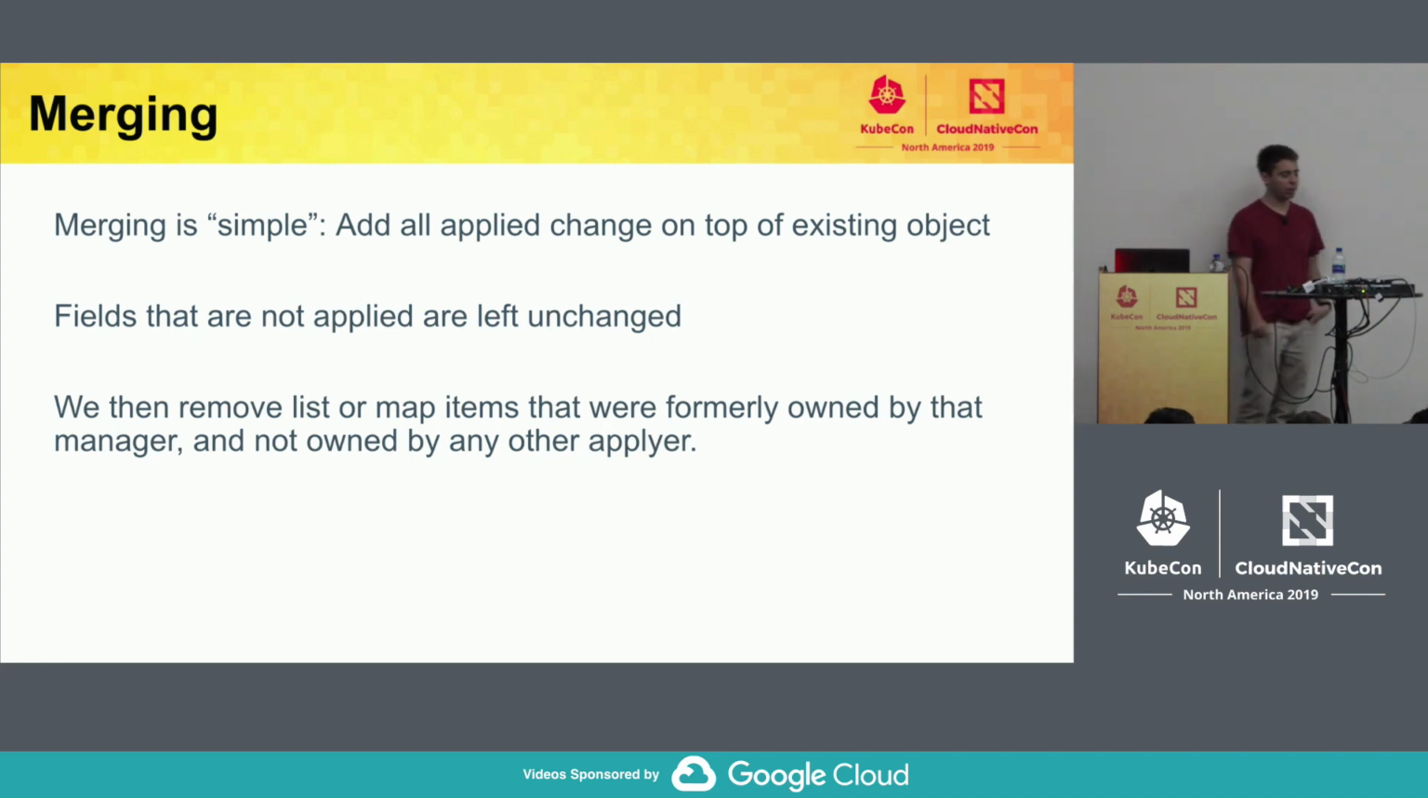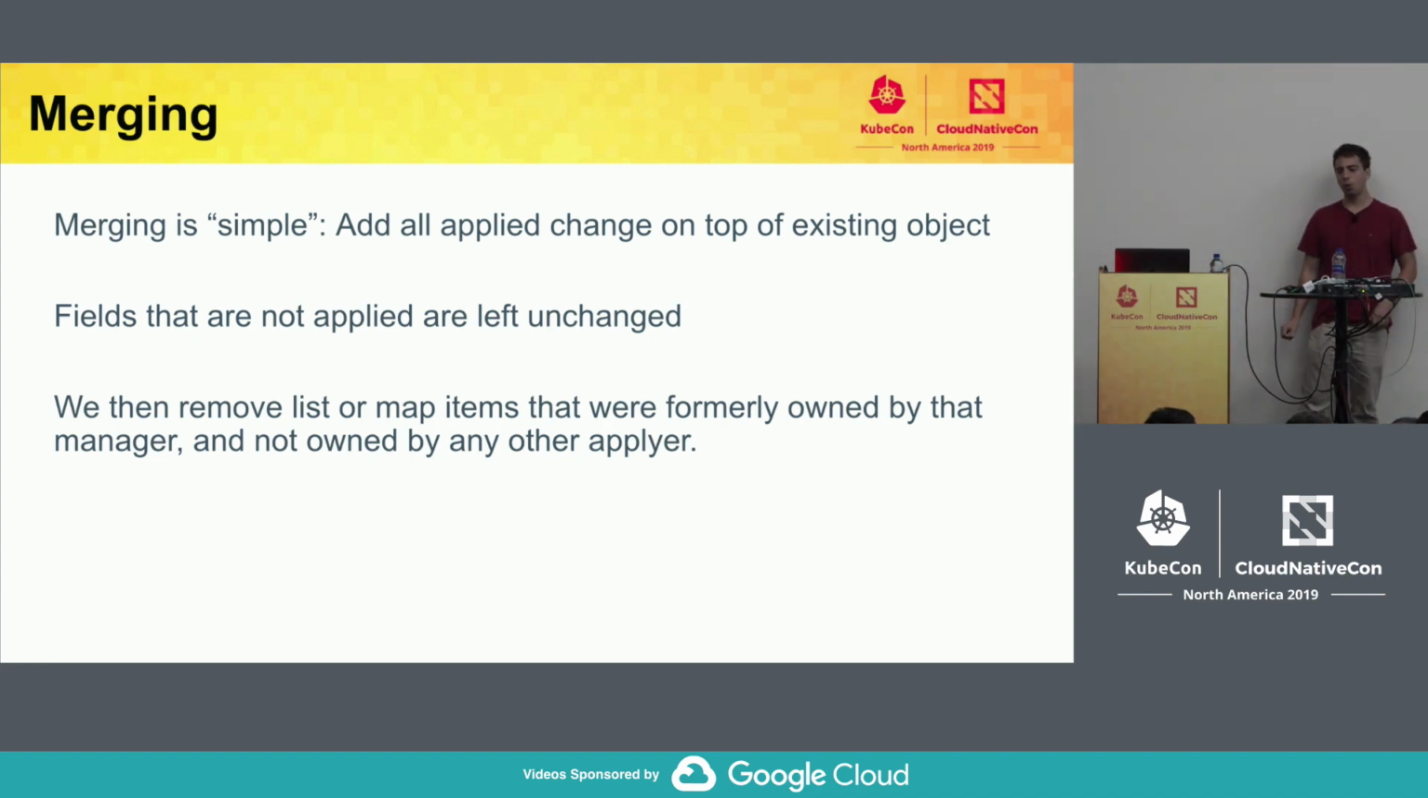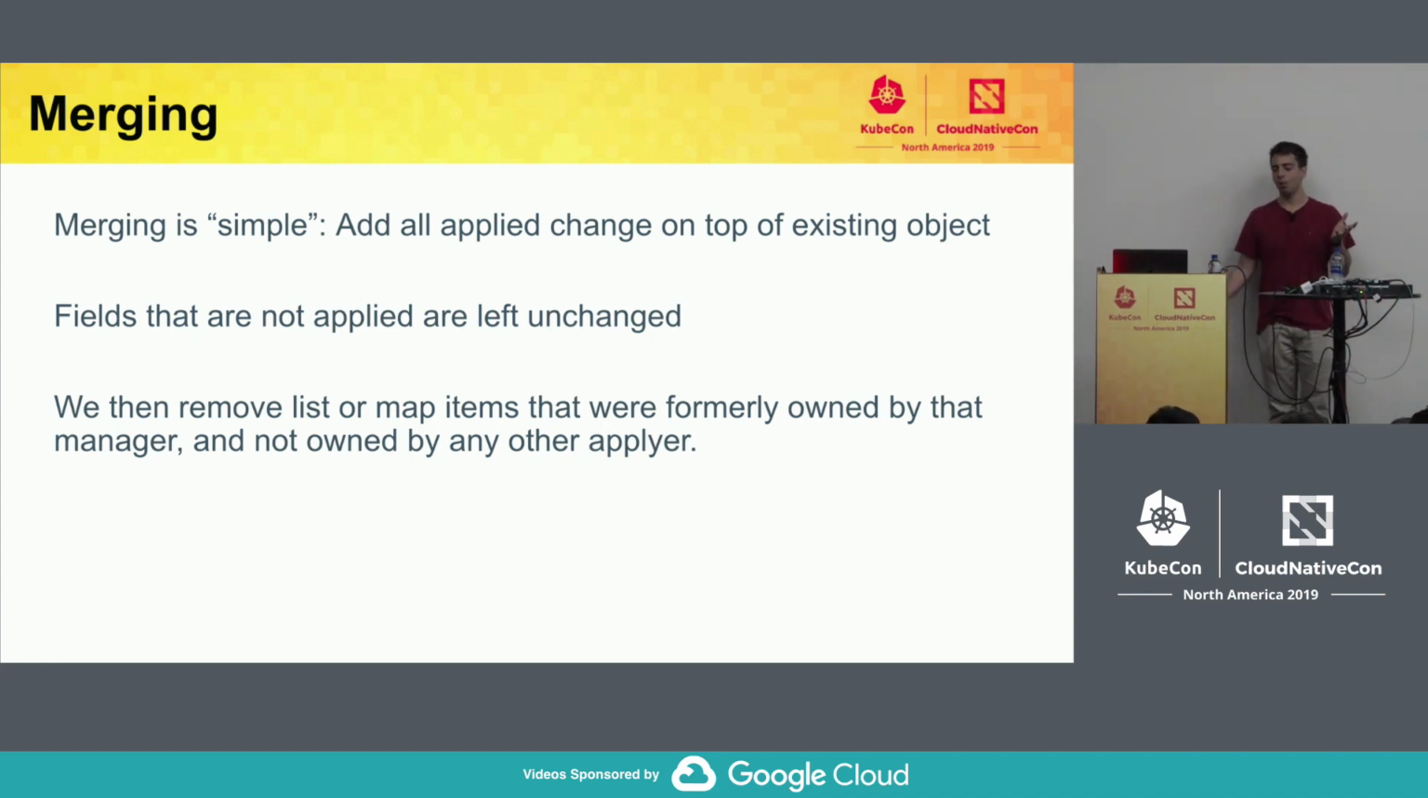Merging. Merging is extremely simple. We just take the current object and we apply the new configuration on top of that. When I'm saying simple, of course, I'm lying. It's very, very complicated. What we have to do is that we want to remove the items in the maps that you don't care about.